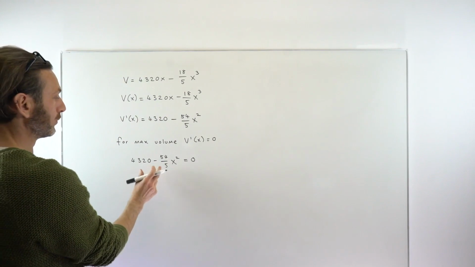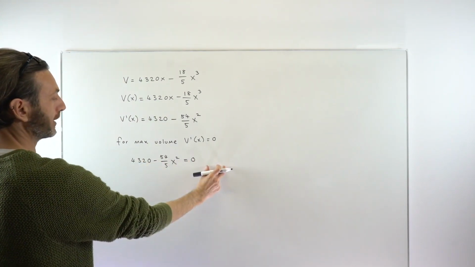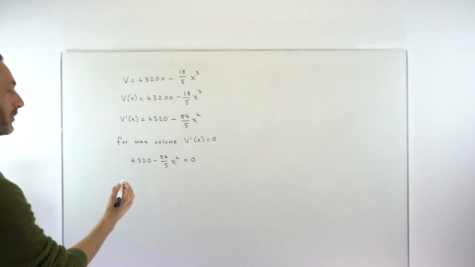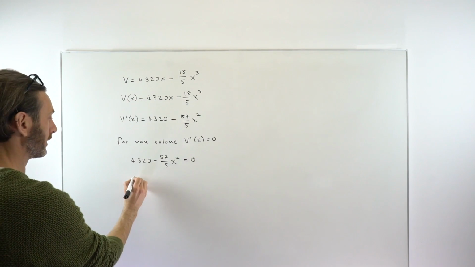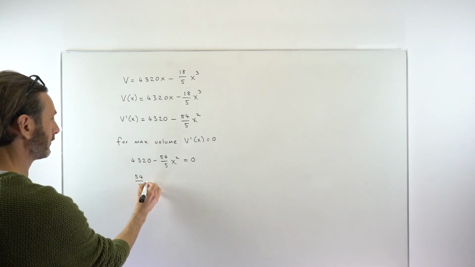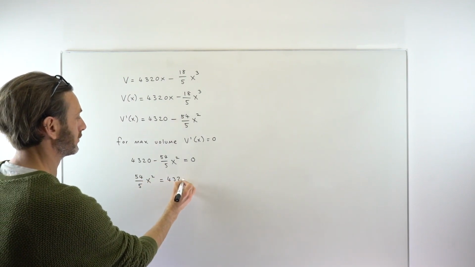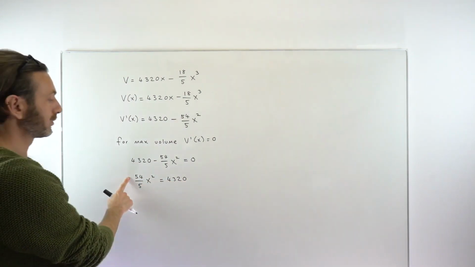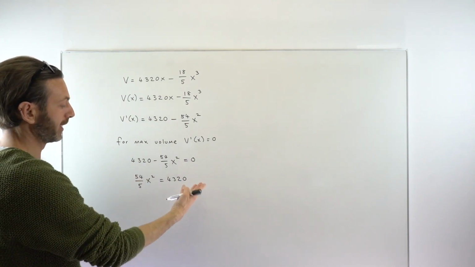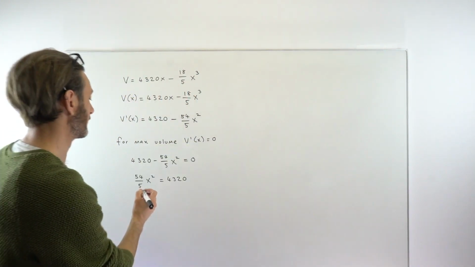So I'm just going to move these terms to different sides. If you move that term to that side, it would become negative, and this one would be negative, so you could then just drop the negative. Whichever way you organize it, it's going to end up being 54 over 5 x squared equals 4320. So we could either divide both sides by 54 over 5, or you could times by 5 and then divide by 54. Either way is fine. It's a calculator exercise.